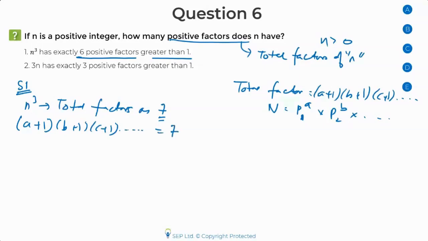Now, can you tell me what is the value of a? So Joe, that's what I was talking about. When I said a plus 1, b plus 1, I was using this formula to solve this question. I was writing n in terms of prime numbers, and taking the powers and adding 1 to them to get the total factors. Okay. Now, when you have n cube with total factors as 7, and I know the total factors formula is this, can you tell me what will be the value of a, b, c in this case? What will be the value of these? Anyone?